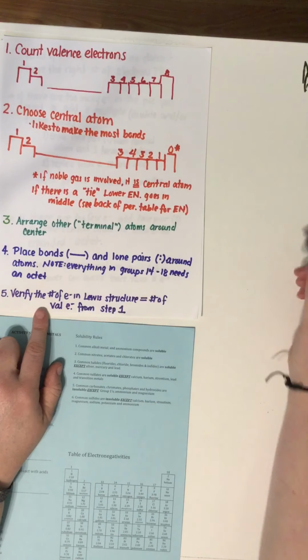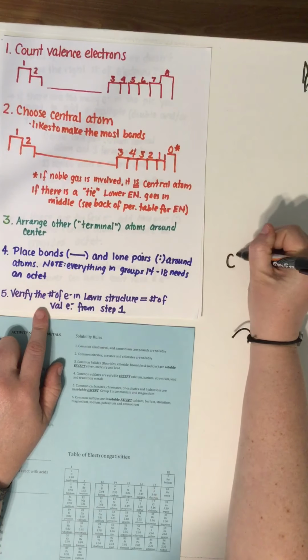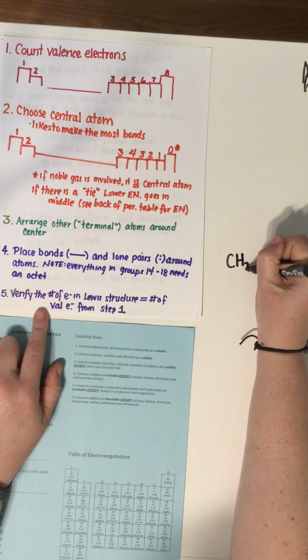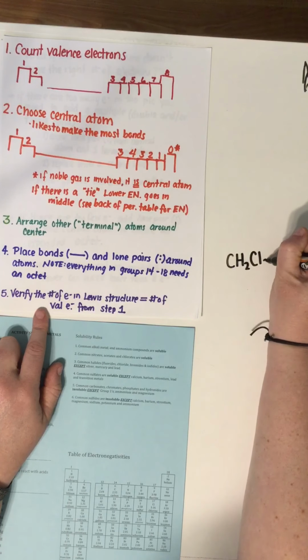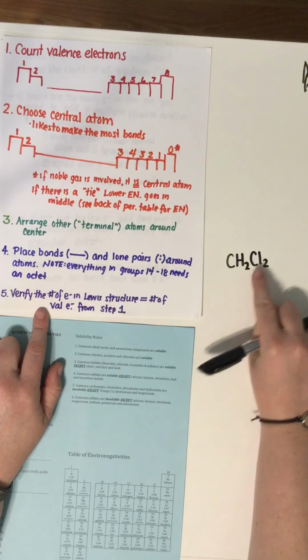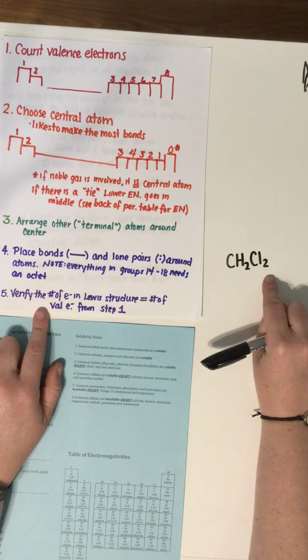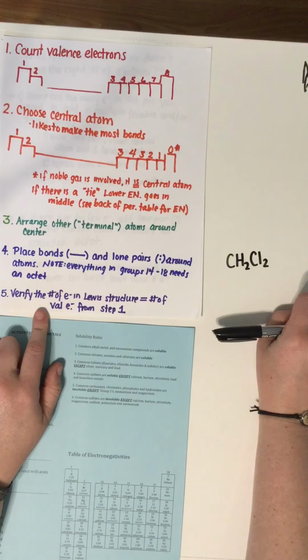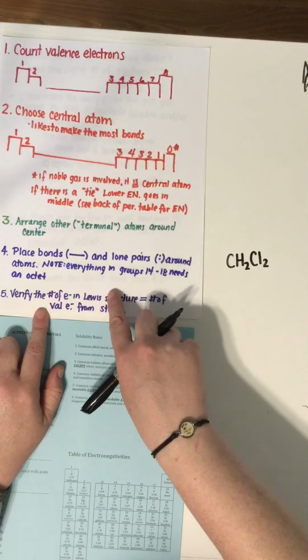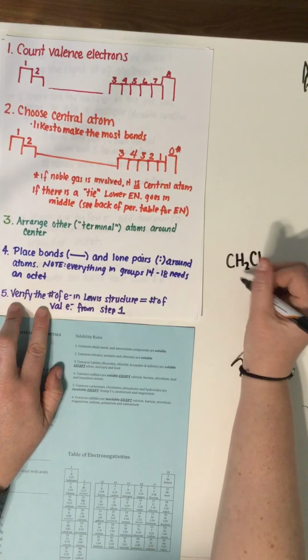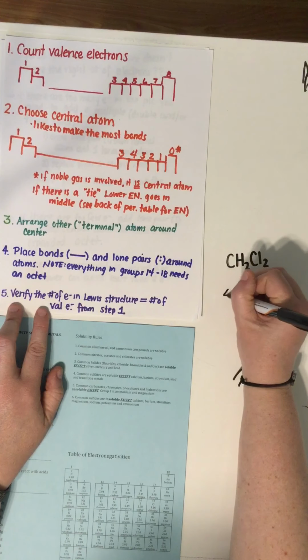For our next example, we'll look at something that has 3 elements. So this is CH2Cl2, carbon, hydrogen, and chlorine. We're just going to practice doing these steps together again. So first thing, count valence electrons.